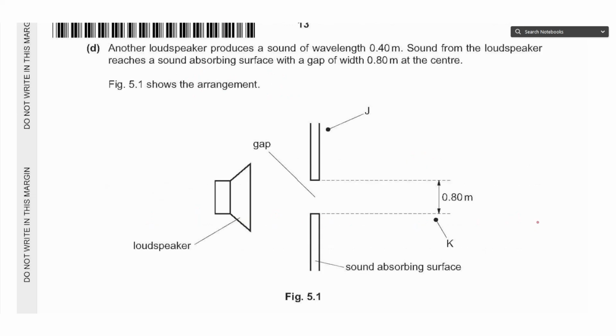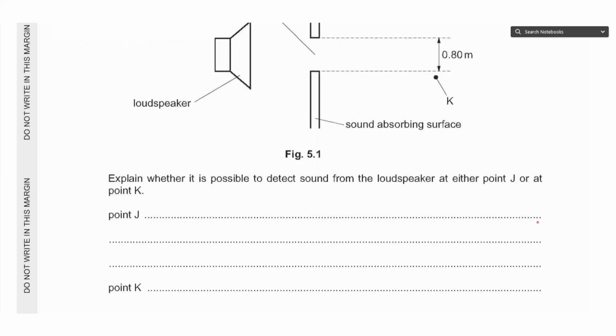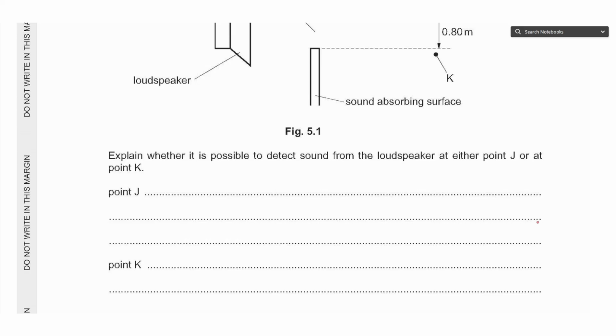Part D says another loudspeaker produces sound of a wavelength 0.40 meters. Sound from the loudspeaker reaches a sound absorbing surface with a gap of width 0.80 meters. That's double, not too wide for the sound, but still wide enough to decrease diffraction while the sound wave is moving through the gap. Explain whether it is possible to detect sound from the loudspeaker at either point J or at K.